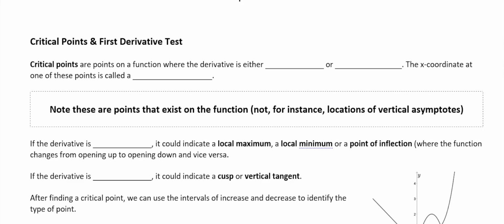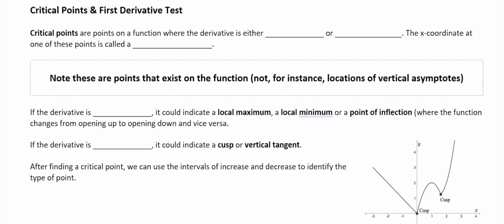So a critical point or critical points are points on a function where the derivative is either 0 or undefined. The x-coordinate at one of these points is called a critical number. Note, these are points that exist on the function, not, for example, locations of vertical asymptotes. So critical numbers must exist. Okay, so that's a key point right there. They must exist on the function. They cannot be a restricted value.